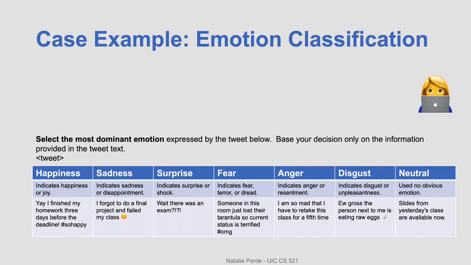Taking that feedback into account, our character updates her description of fear so that it is more distinguishable from surprise. She also adds a new annotation category, neutral, to be assigned when a tweet expresses no obvious emotion. She adds an example for the new category, just like the other categories.